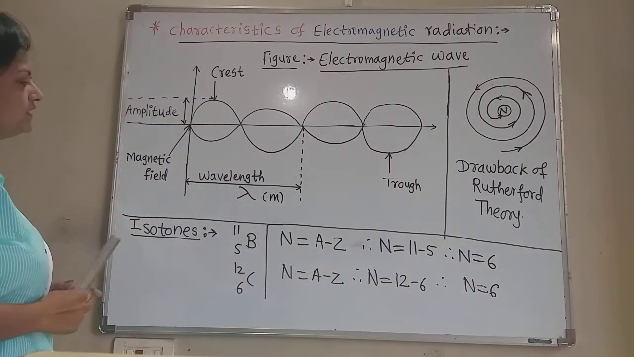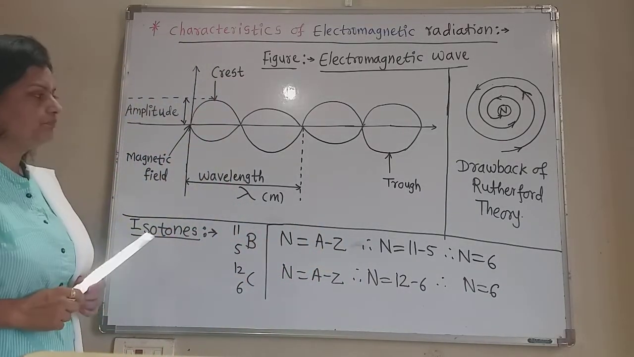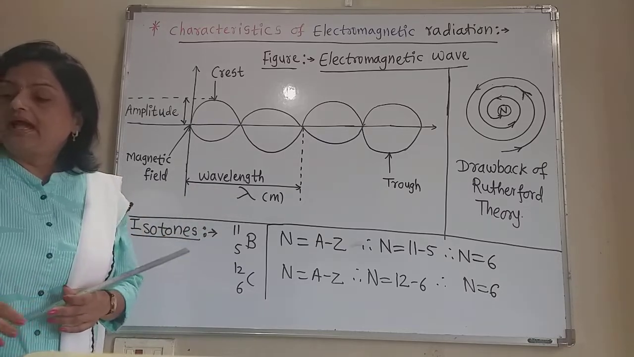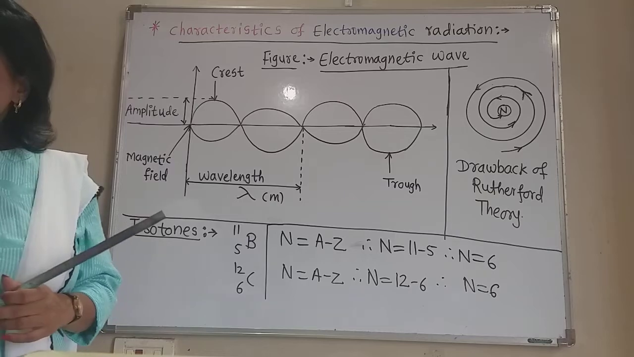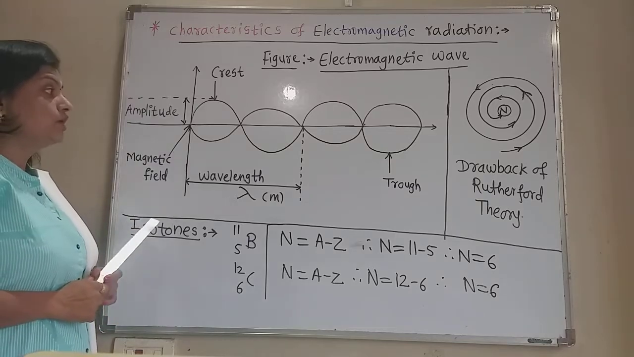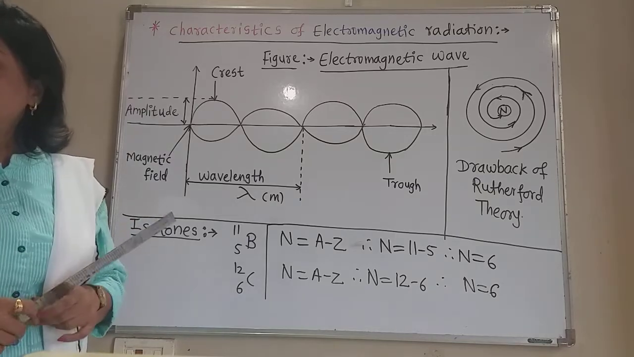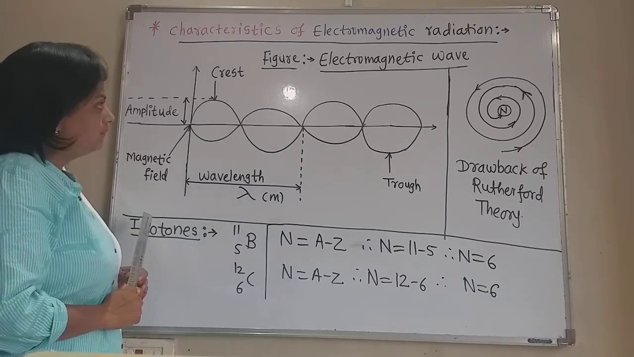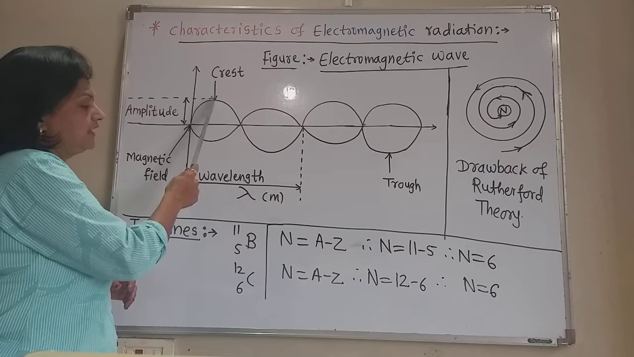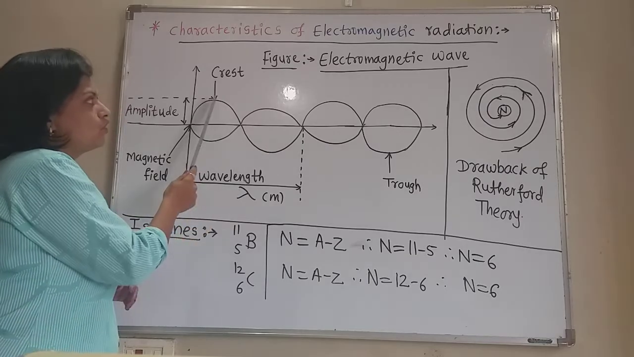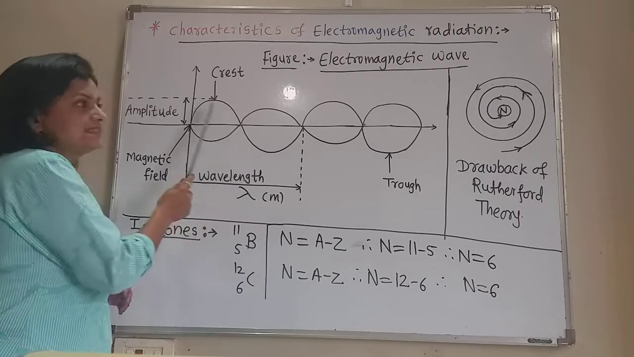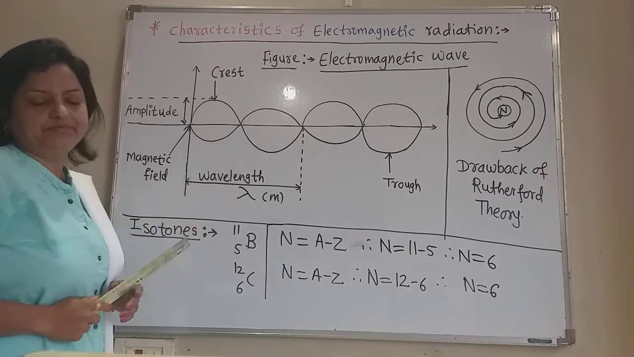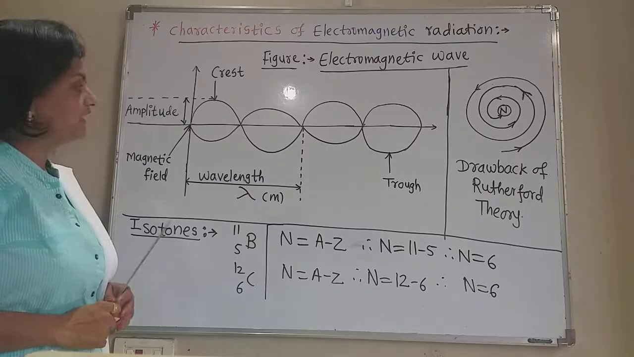Now see what the wavelength is here. Wavelength is given by the letter lambda, and it is defined as the distance between two consecutive crests or troughs. Now see this, this is the crest and this is the trough. Consecutive means successive, that is, adjacent, in the vicinity.